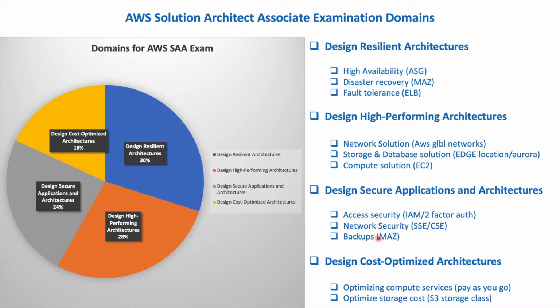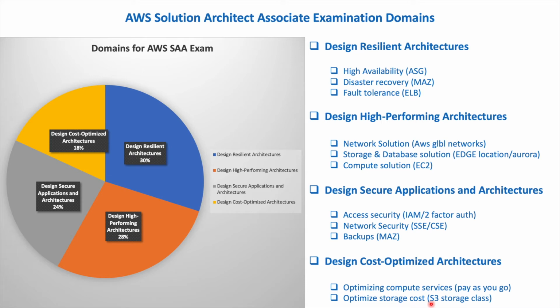So if data is corrupt or hacked from any availability zone, we can recover it from another availability zone as well. Next is cost optimized architecture. In this architecture, we should know how we can optimize the cost of our architecture. For this, we can optimize the cost of our compute services with the pay-as-you-go model. For this, we can use our EC2 services depending on how much time we need.